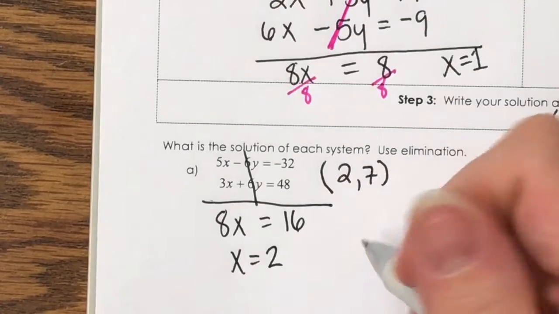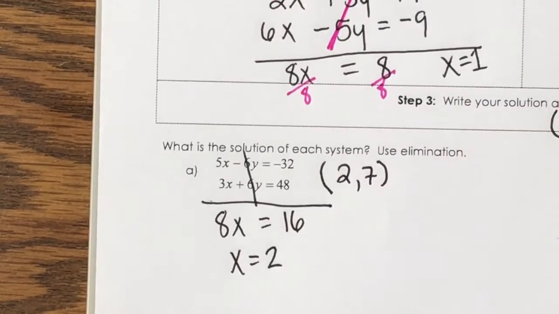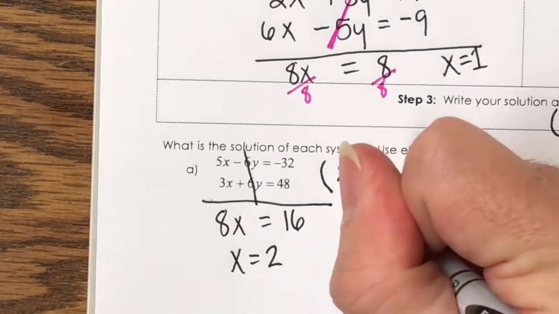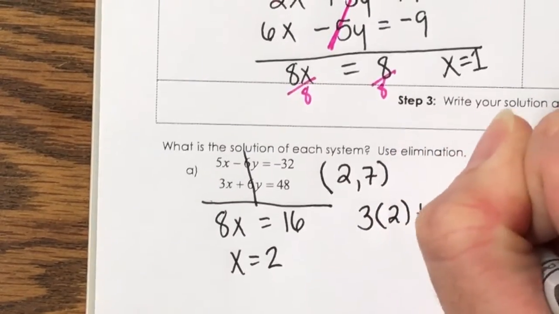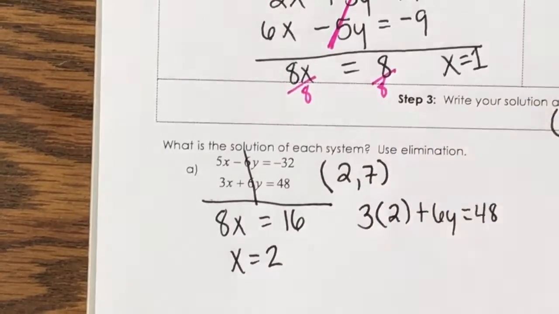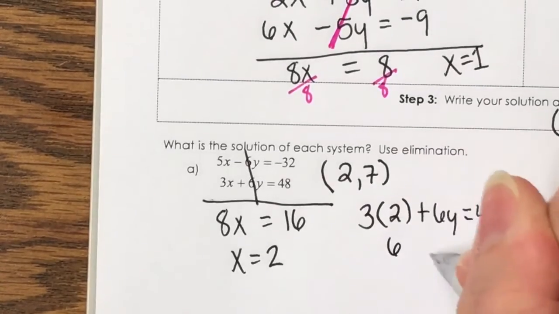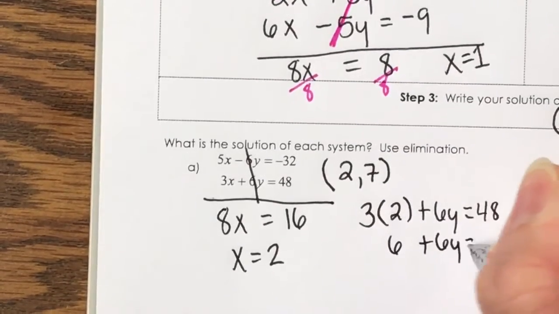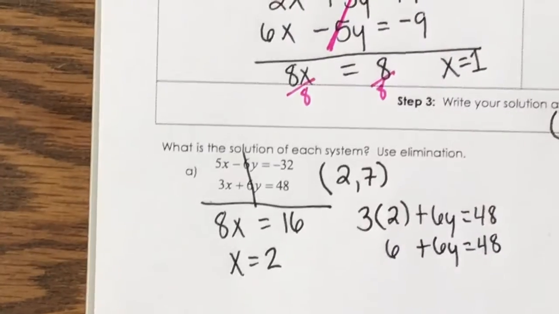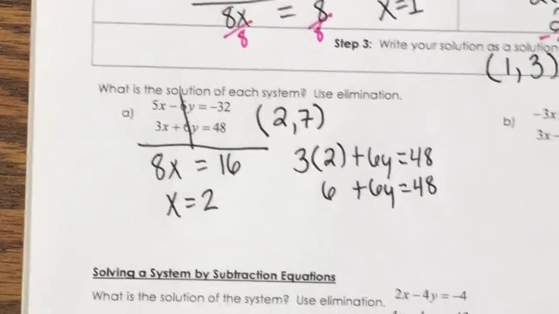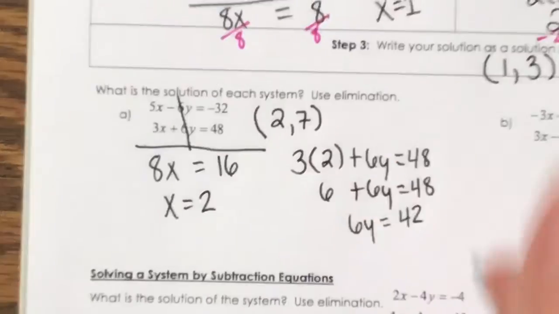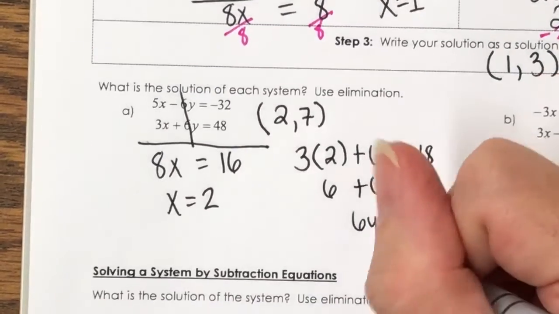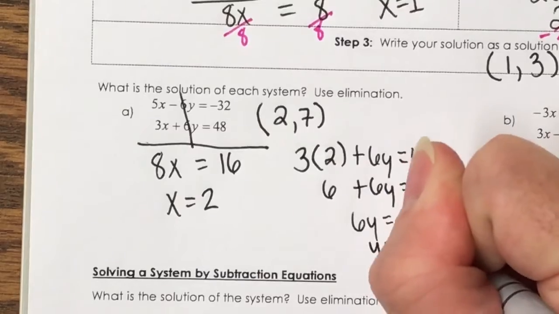So now find y. You've got to take that value of 2 and sub back into one of the functions. Doesn't matter which one it is. Let's use the second function. So 3 times 2 plus 6y equals 48. 3 times 2 is 6. 6 plus 6y is 48. Subtract the 6 from the 48, and you get 6y equals 42. Divide by 6. 42 divided by 6 is 7.